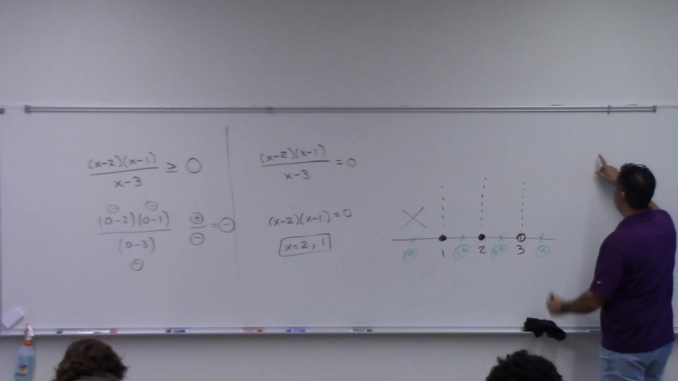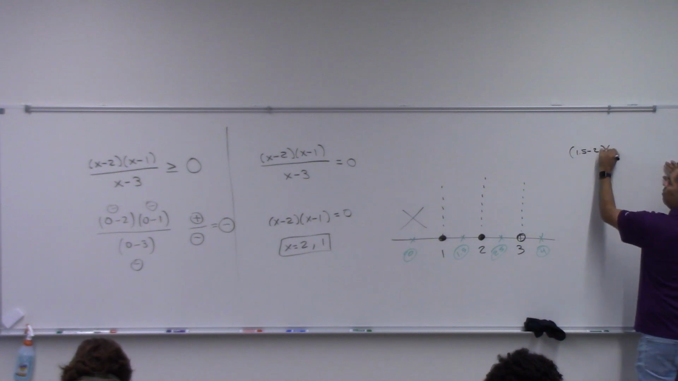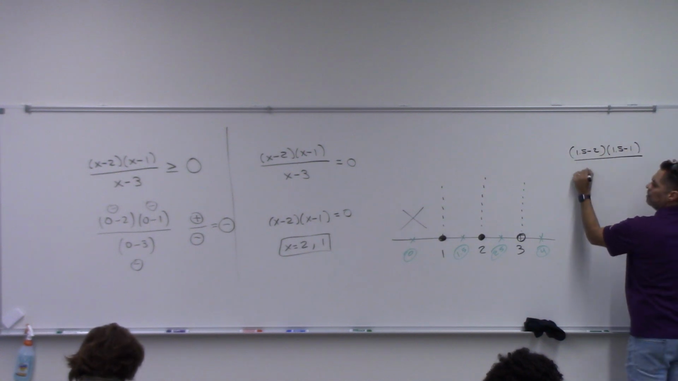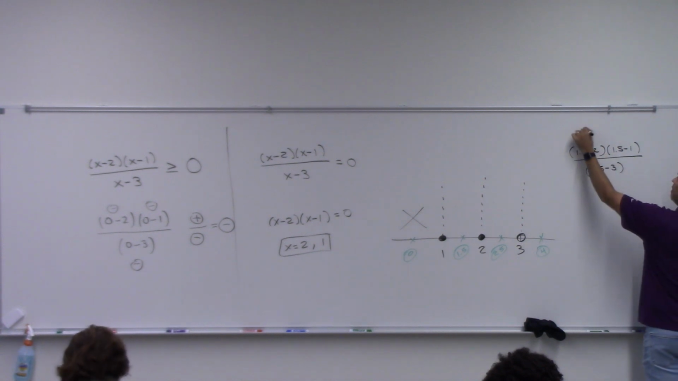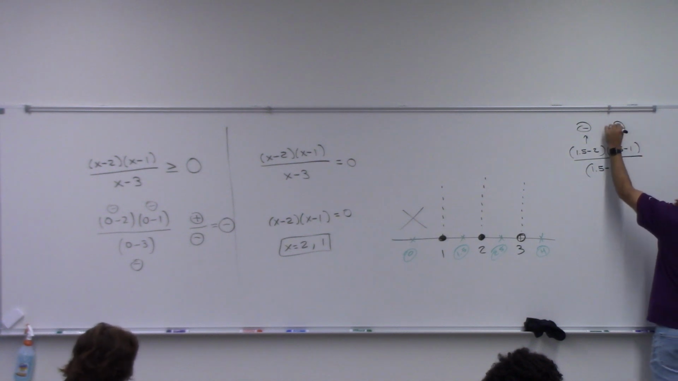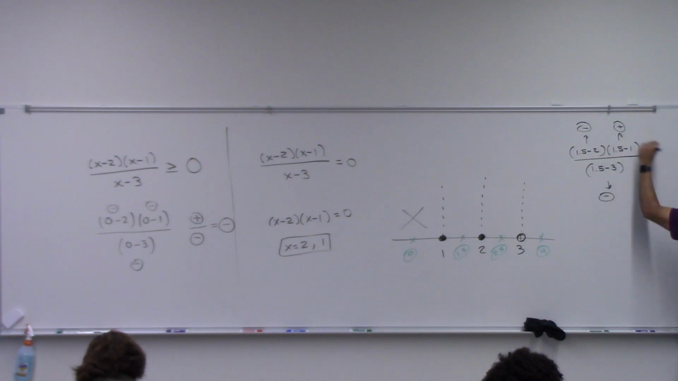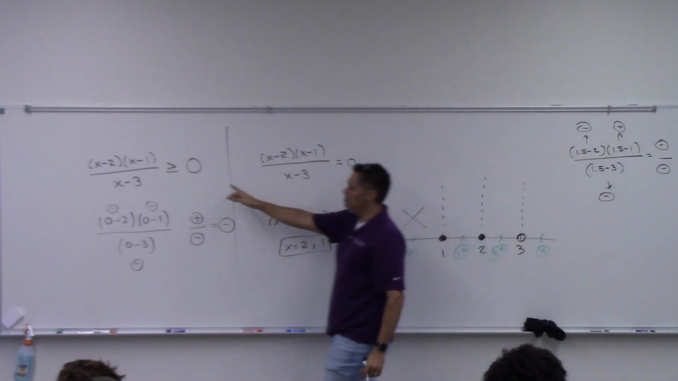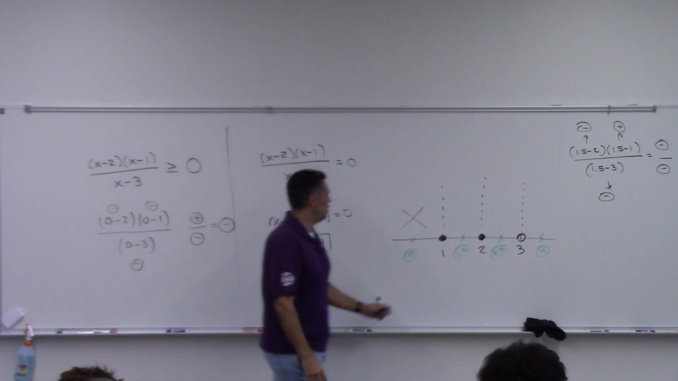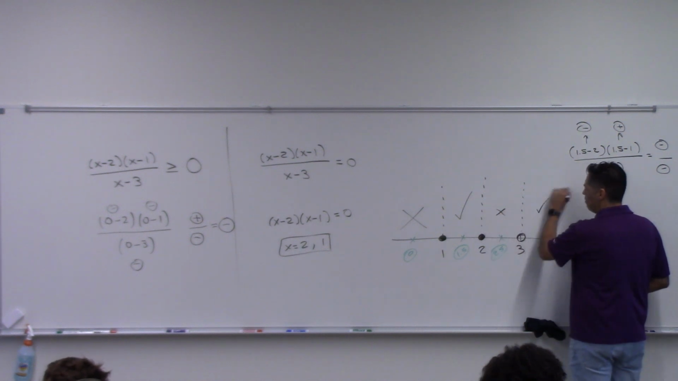Now I have to check 1.5. If I plug in 1.5, 1.5 take away 2, 1.5 take away 1, 1.5 take away 3. Okay, this number is negative, this number is positive, this number is negative. So the two top ones become negative, and the bottom is negative. Negative divided by negative is positive. Is a positive number bigger than 0? Yes. So that does work. I'm not going to show the next two, but this doesn't work, this does work.